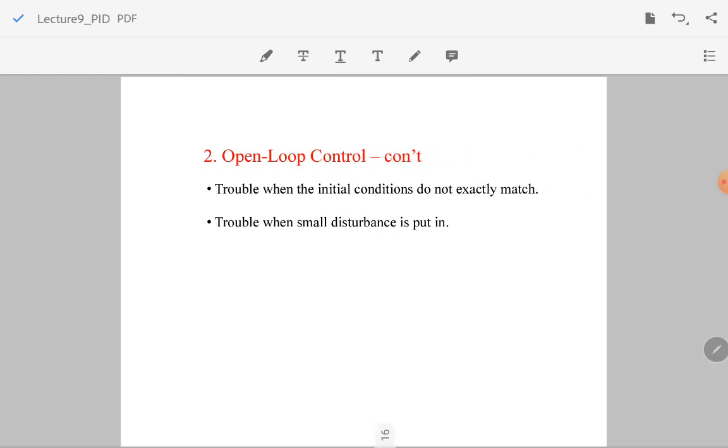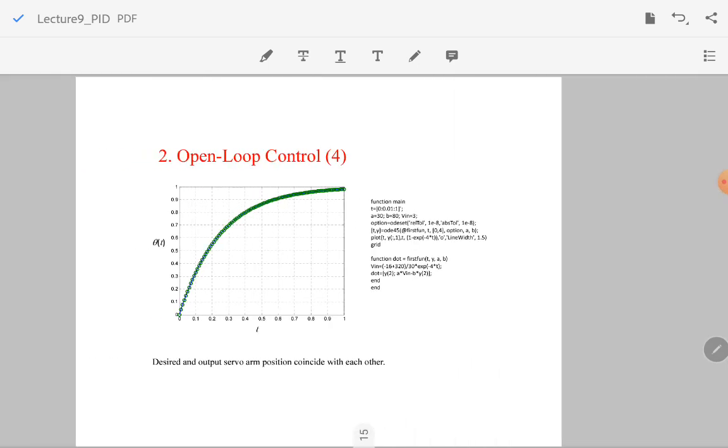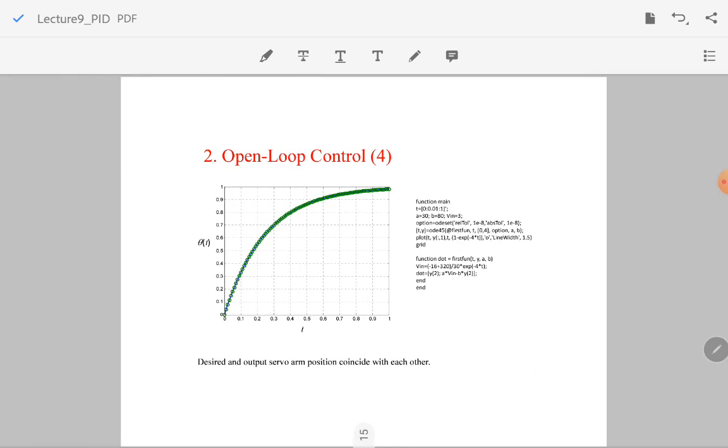Many problems. Okay, you'll have a big trouble if the initial conditions do not match exactly. I calculated my V assuming all my initial conditions are 0, right? But in real life, what if the initial conditions are not zeros? And another one, you'll run into big trouble when a small disturbance is put in. So remember, disturbance is something we don't know. A lot of times we don't measure it, we don't know what it is. So if there's a little disturbance, then this is not going to work.